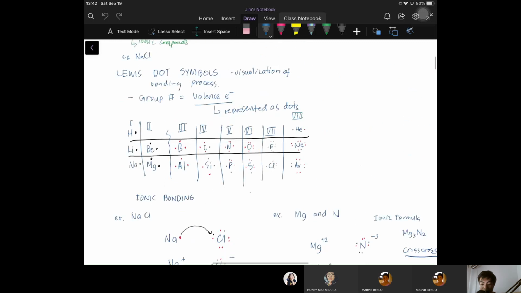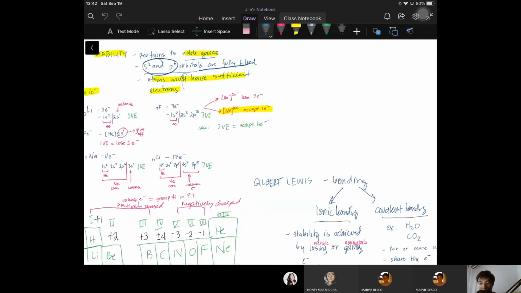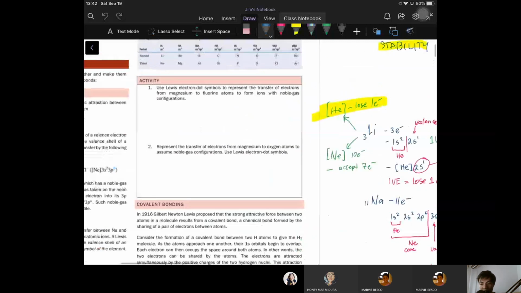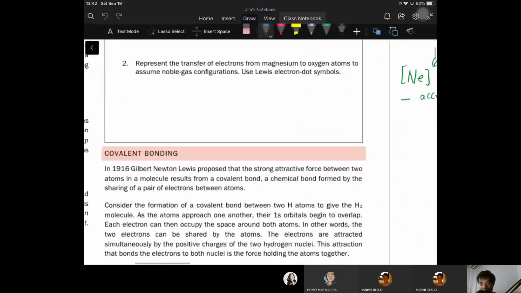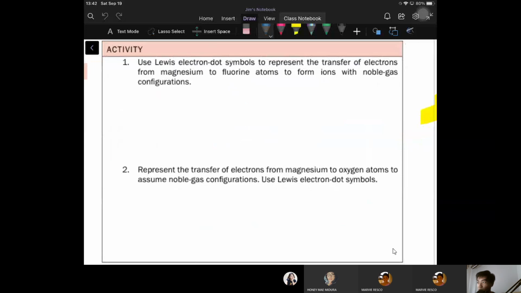So, anyway, kayo naman, try nyo naman, no? So, comment nyo na lang yung picture ng answers nyo dyan sa ating chat box, no? So, I want you to do this na number 1 and 2. So, ano yung atoms natin? Magnesium and fluorine, no? Tapos, magnesium and oxygen, no? So, I want you to draw the Lewis dot symbols, yung representation ng transfer of electrons.